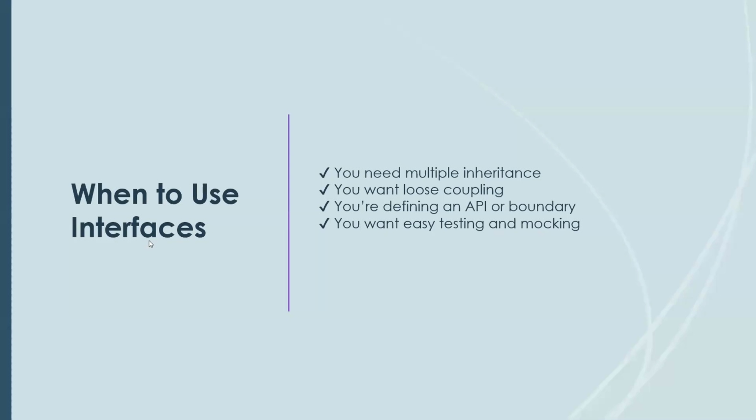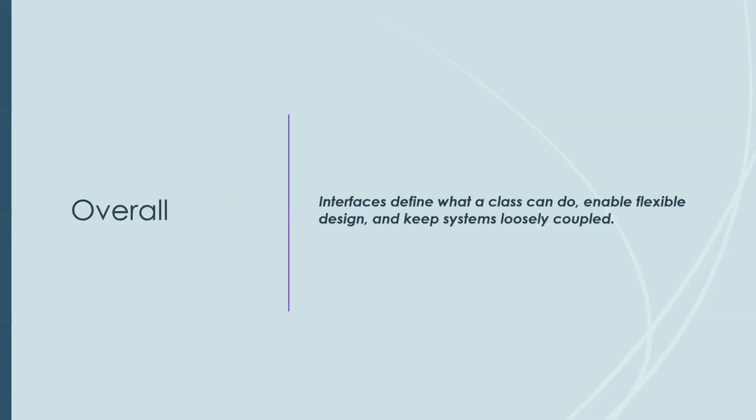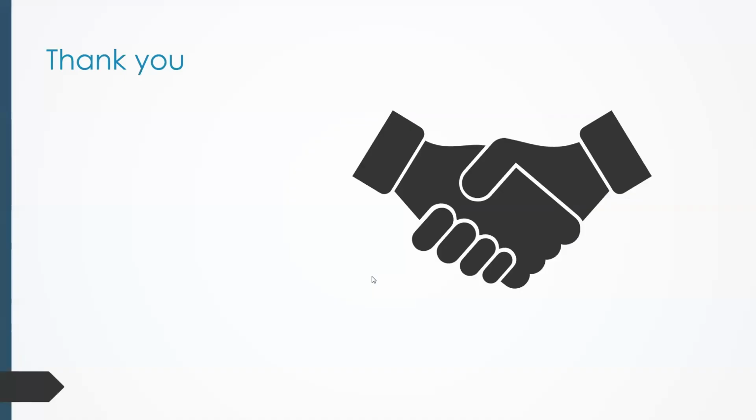When to use interfaces is basically a recap of the beginning. If you need multiple inheritance, if you want loose coupling, if you're defining an API and you want to easily perform testing and mocking. So in short, interfaces define what a class can do, enable flexible design, and keep systems loosely coupled. Abstract classes, on the other hand, define what a class is. Thank you. And let's move on to our IDE.